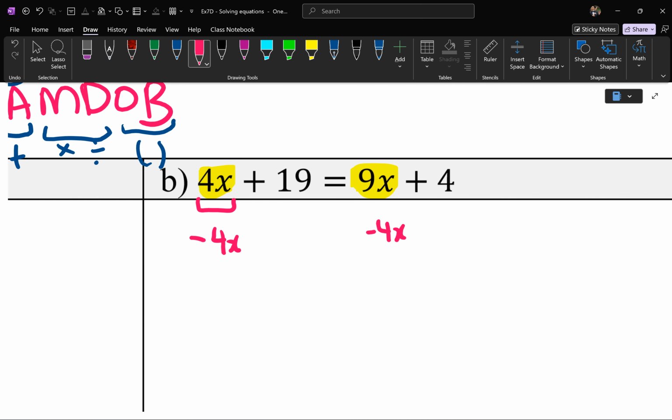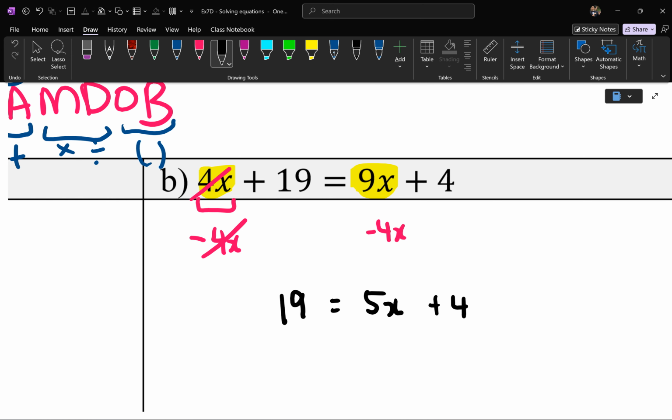Now the beauty in doing this is this will leave you with a positive answer. 4x take away 4x cancels out. I still have 19 is equal to 9x take away 4x gives you 5x. Very good, Colleen. So 5x, and you still have that plus 4, and you're back to 7b.